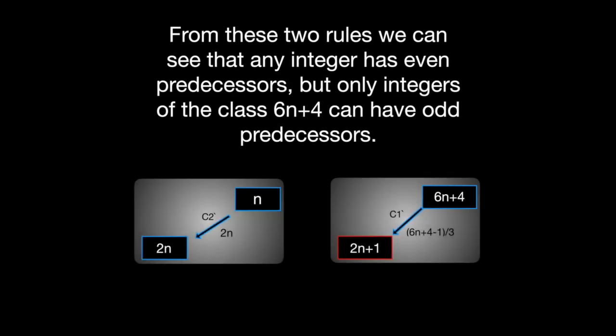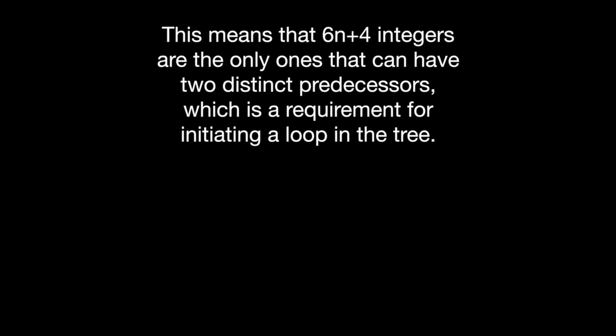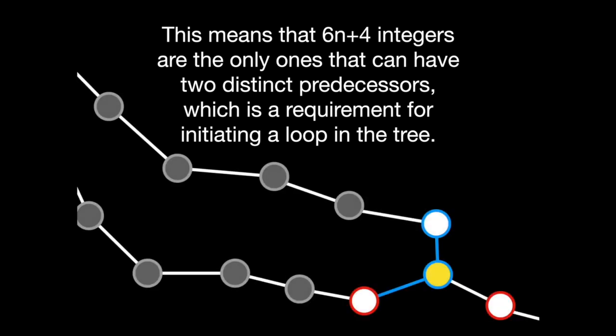So from these two rules, we can see that any integer has even predecessors. All of the integers will have an even predecessor, but only integers of 6n plus 4 can have odd predecessors. So there we are right now. Remember that. This means that 6n plus 4 integers are the only ones that can have two distinct predecessors, which is a requirement for initiating a loop in a tree.